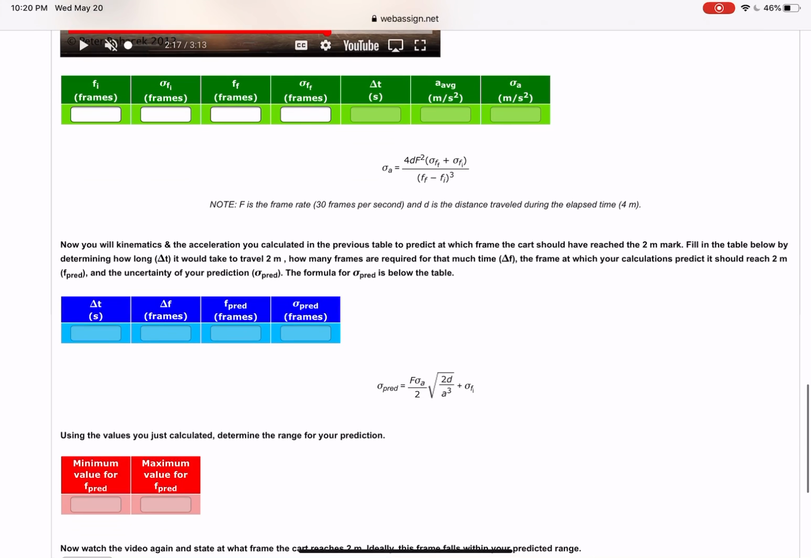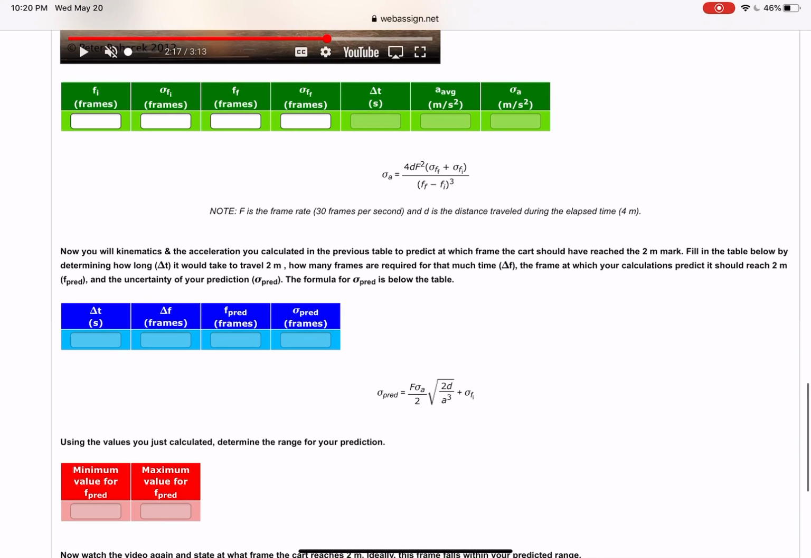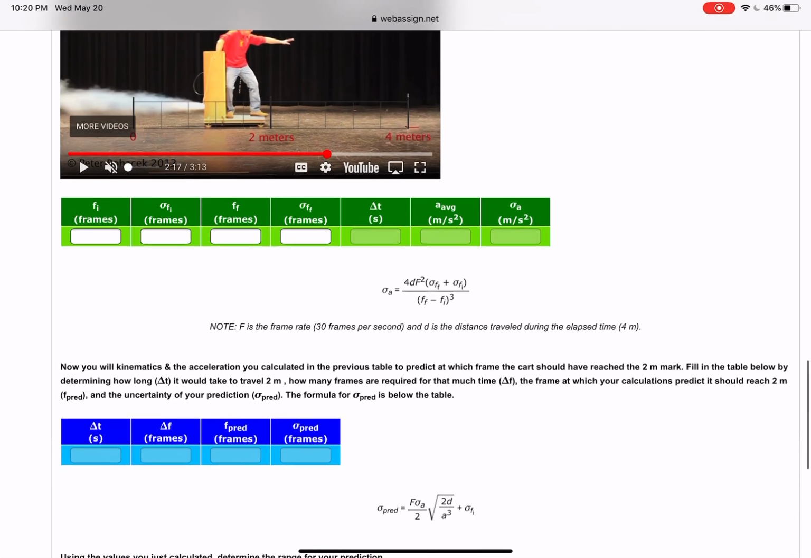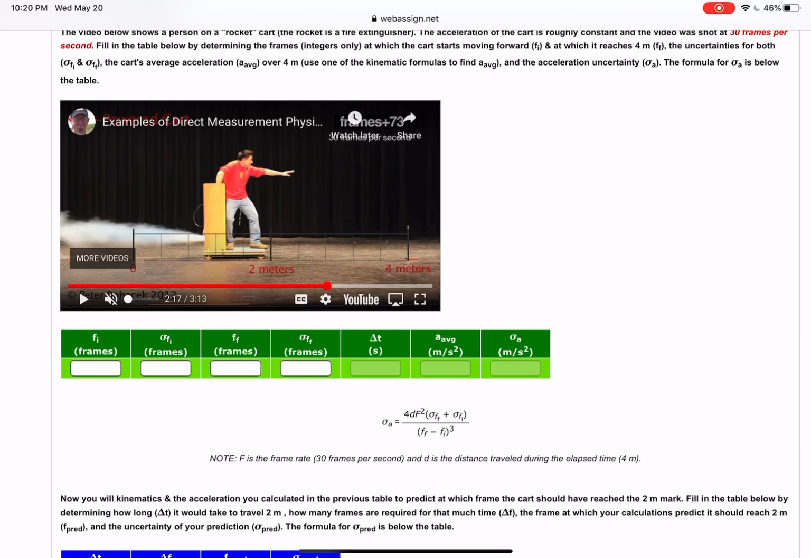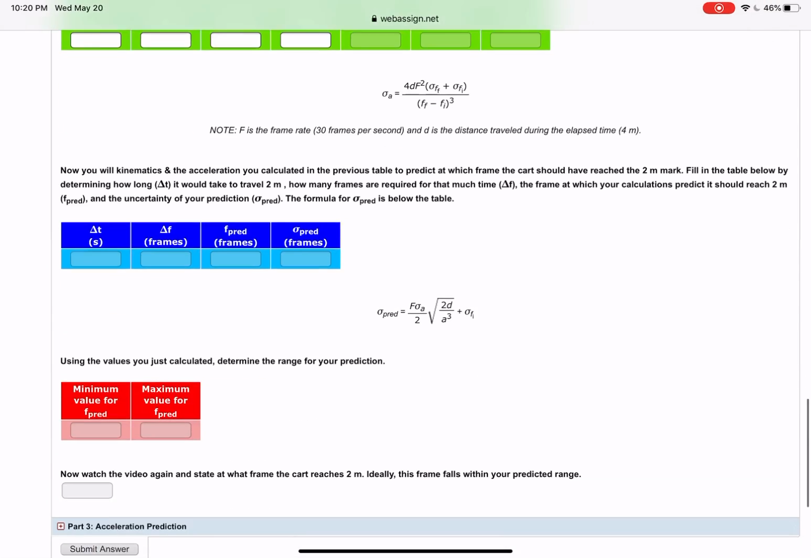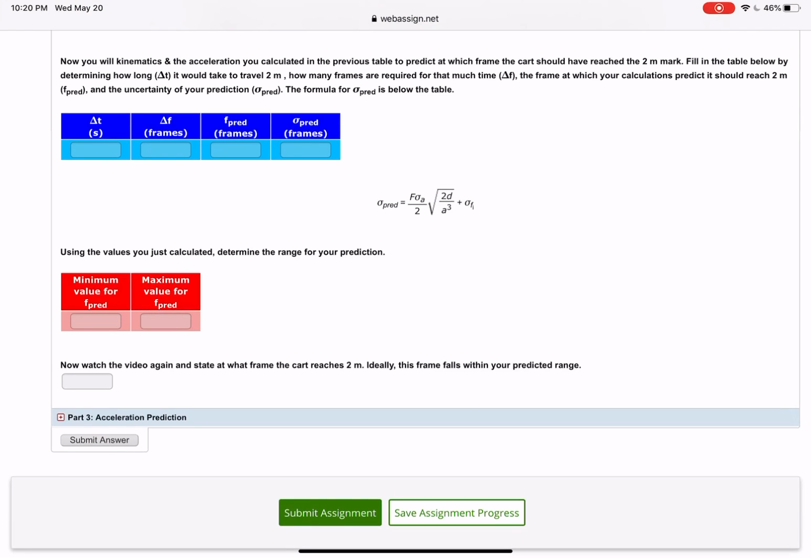Then you come here to the blue table, and now we're going to use that average acceleration to make a prediction. And the prediction is going to be, at what frame does he hit 2 meters? Now we can look on the video and we can see at what frame he gets to 2 meters. He hasn't quite got there yet in mine. You can see at frame 73, he isn't quite at 2 meters, but he's close. So we can see from the video when he gets to 2 meters, and that's actually what you're going to put in the last box here in part 2.